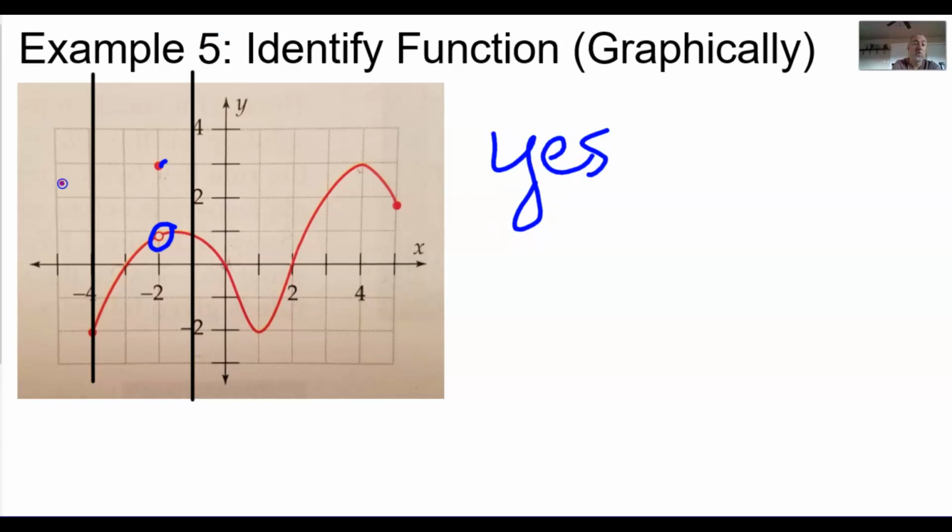So you're thinking, well, what would it look like if it wasn't a function? Well, if I drew this purple graph like this, notice that this vertical line crosses through the graph here and here and here, 3 times. So this purple graph would not be a function.